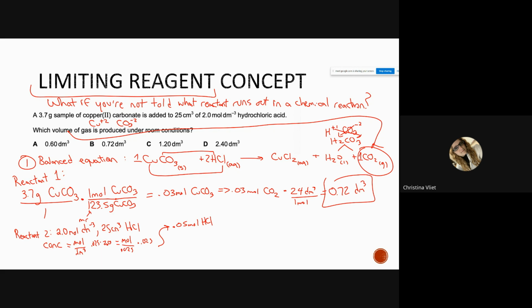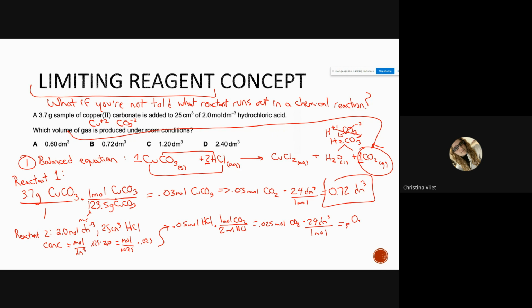No. We're not looking for HCl. We're looking for CO2. So what's the relationship between HCl and CO2? 2 HCl is for 1 CO2. So you've got to divide this by 2, like 0.025. That's moles of CO2, and now you have to multiply that by 24, right? And that gives you what number? 0.6.